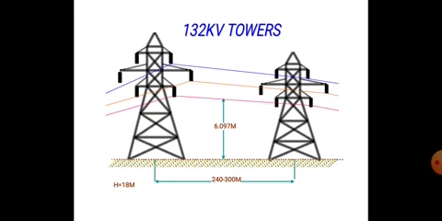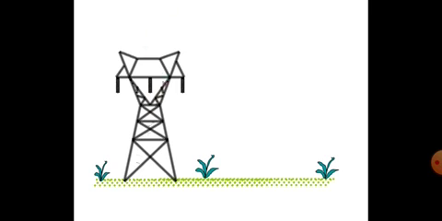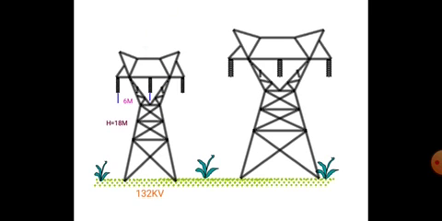From one pole to another pole, the distance should be 240 to 300 meters and the height of the pole is 6.09 meters. Here it is 132 kV lines and 220 kV lines. The height of the pole is 18 meters and 24 meters.